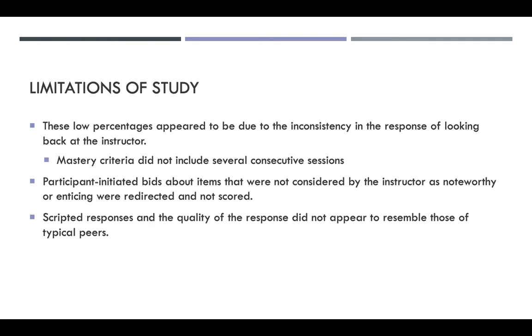So, limitations of the study. There was a very low percentage of responses that appeared to be due to the inconsistency in the responses of looking back at the instructor. This article didn't set a mastery criteria. Their mastery criteria didn't include several consecutive sessions. So it was very unclear when mastery was met, which is obviously a big limitation and something that was on the quality indicator checklist. We don't know when mastery was, which makes it hard to know if and when the kids did acquire the skill.